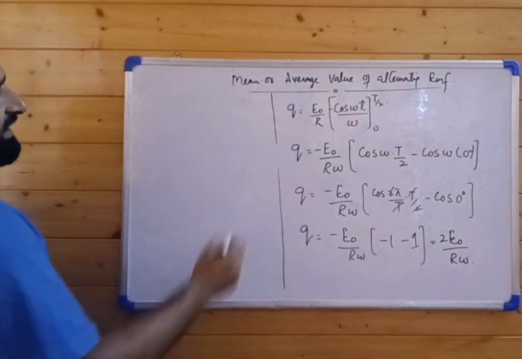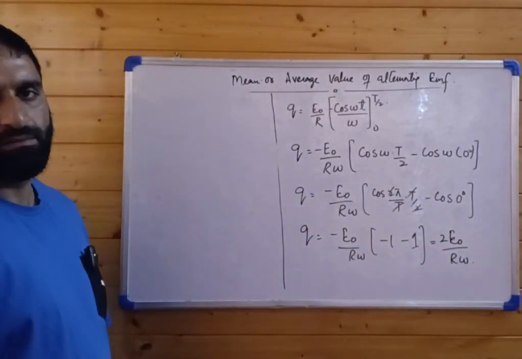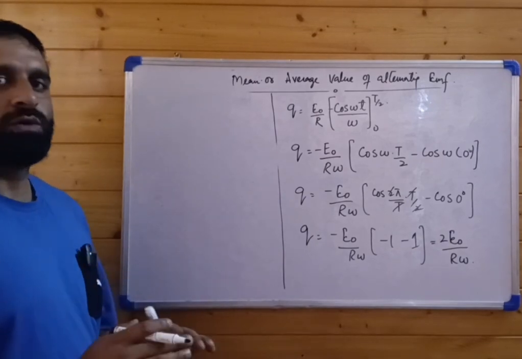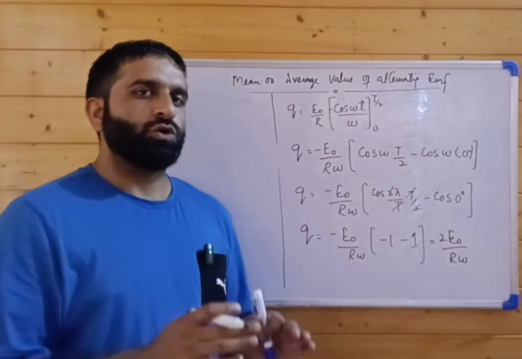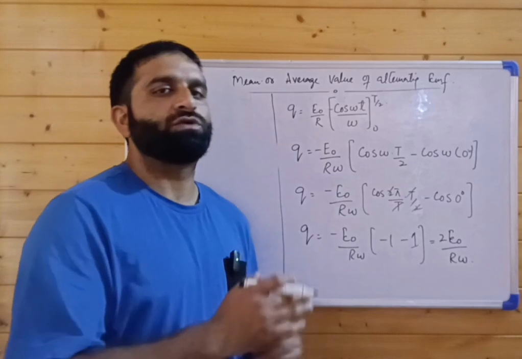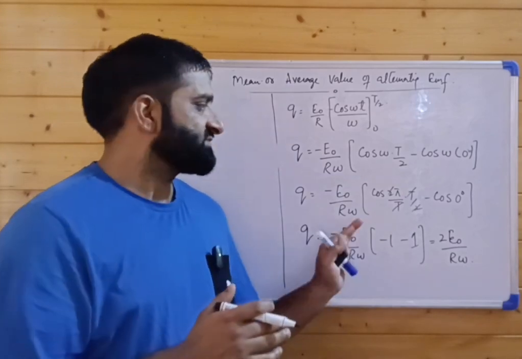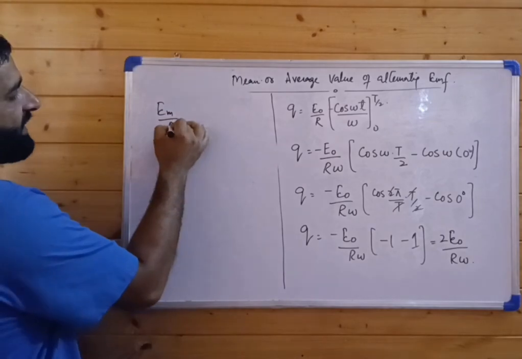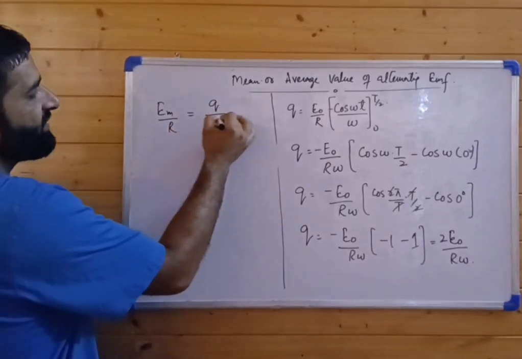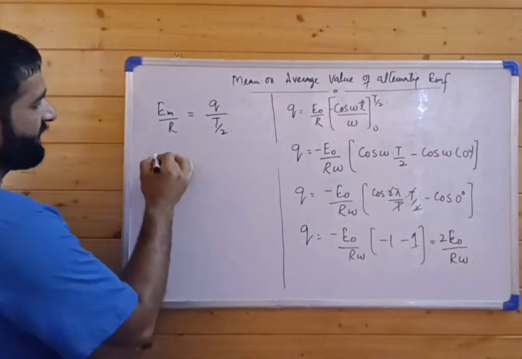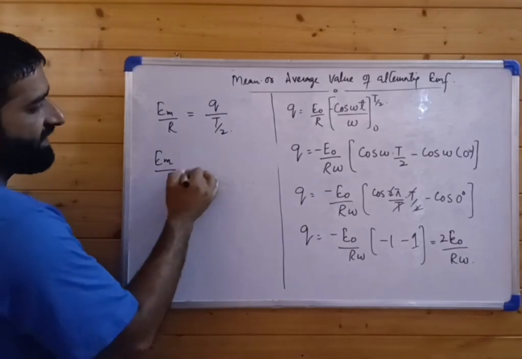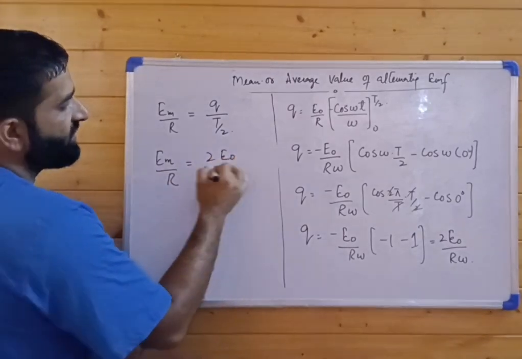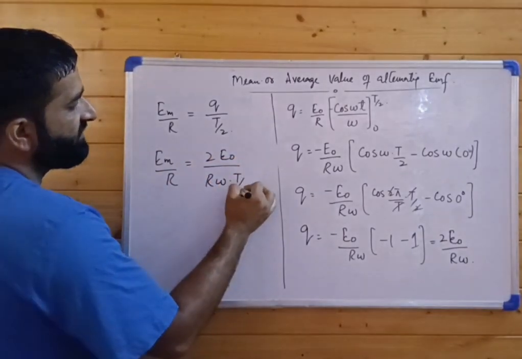Now let us take the mean or average value of the alternating EMF to be EM. So that EMF should pass the same amount of charge through the circuit as is passed by this AC. So taking current from EM, we have EM divided by R is equal to Q divided by T divided by 2. Taking Q from here, we have EM divided by R is equal to twice E0 divided by R omega into T divided by 2.